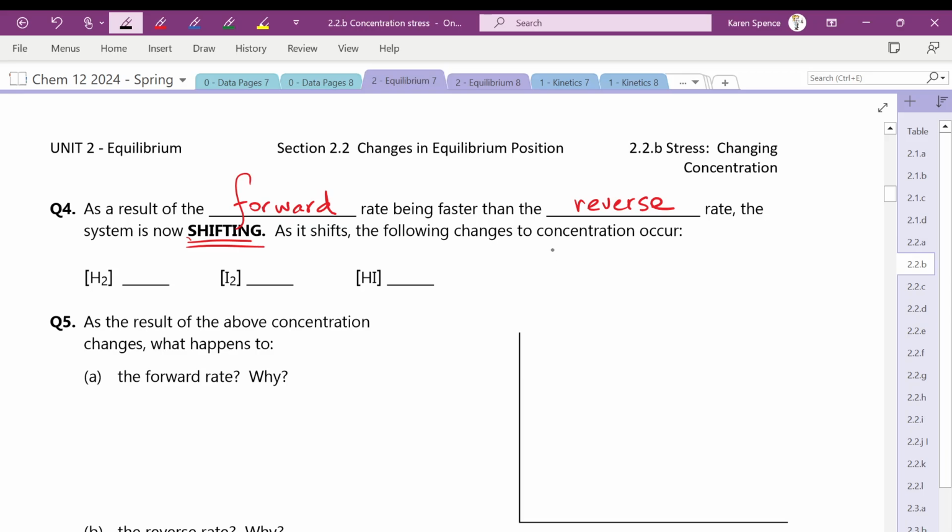We have H2 plus I2. Forward rate is faster than the reverse rate, 2HI. Take a look at that and decide what is going to happen to the concentration of H2. I would like you to discuss that with your neighbors.